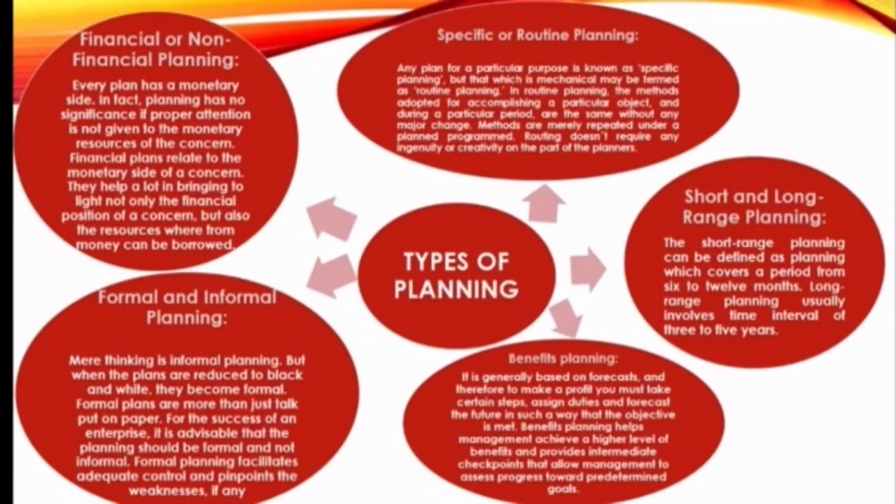Short and long-term planning. Short-term planning can be defined as planning that covers a period of 6 to 12 months. Long-term planning generally involves a time span of 3 or 5 years. And the last one is specific or routine planning. In routine planning, the methods adopted to achieve a particular objective during a particular period are the same without any major changes.